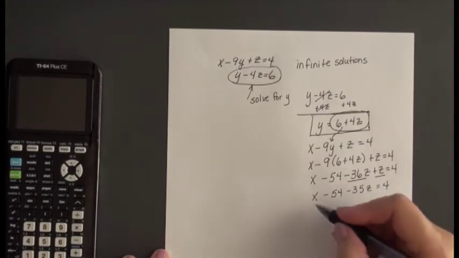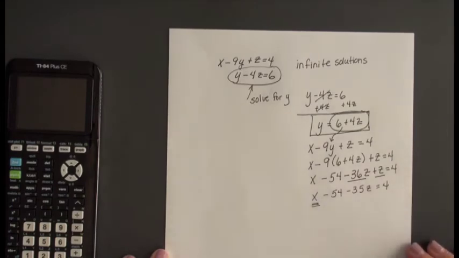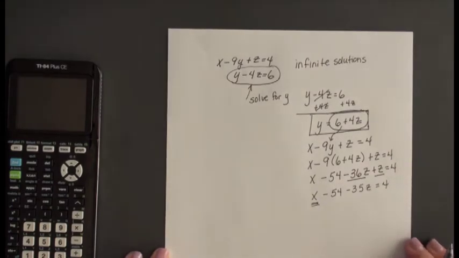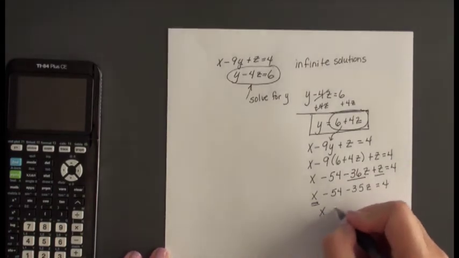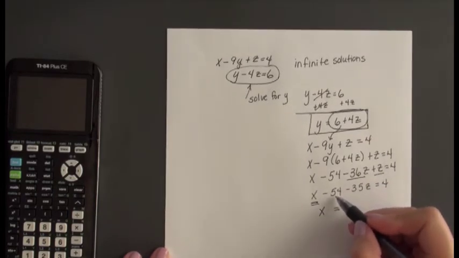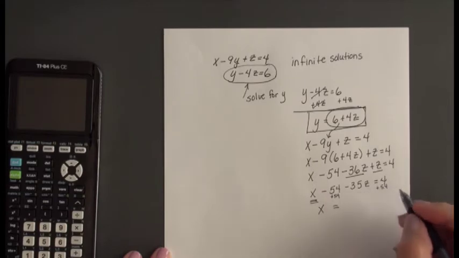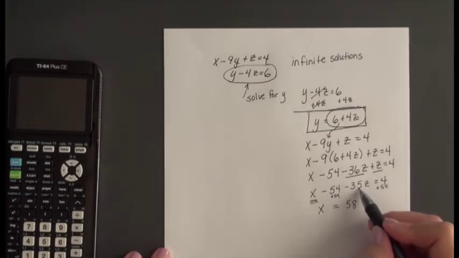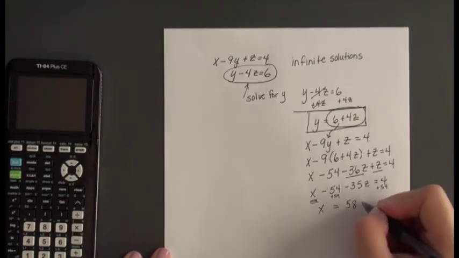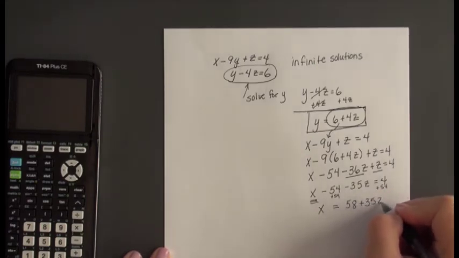And I'll move everything over to the other side except for the x. So x will equal, if I move the 54 over, we're going to add 54. That'll give me 58. And if I move the minus 35z over, that becomes plus 35z.